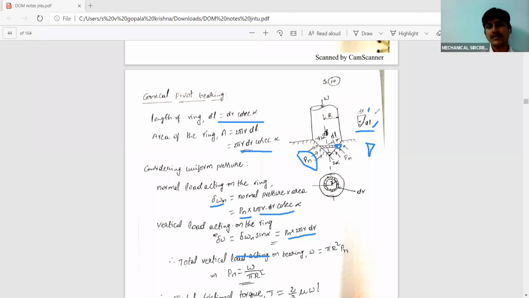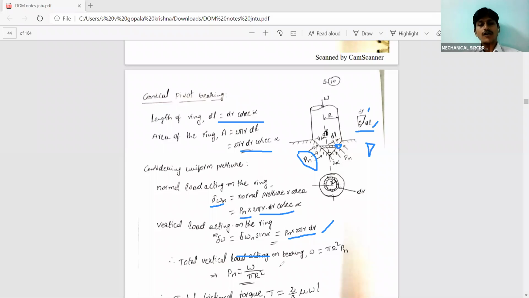Similarly, take the triangle: the vertical side is del W, this side is del W n, and the angle is alpha. When we substitute del W n here, we get the vertical load acting on the ring as Pn into 2 pi r dr.